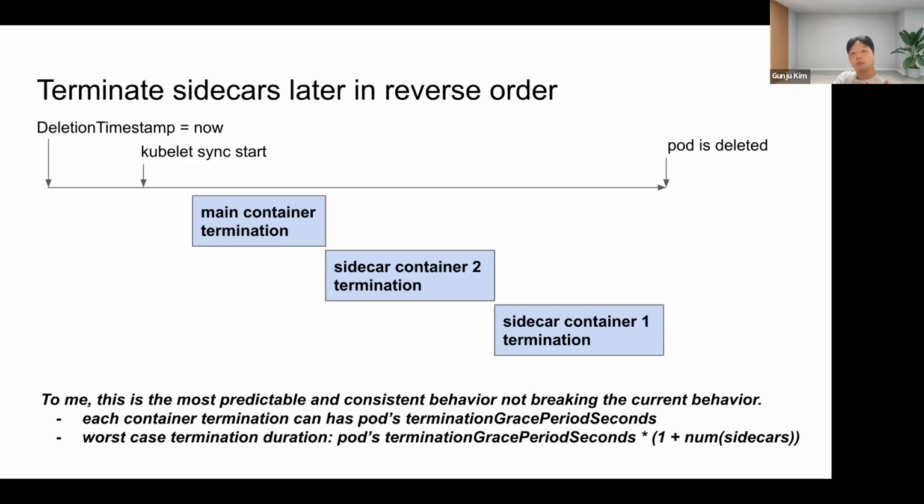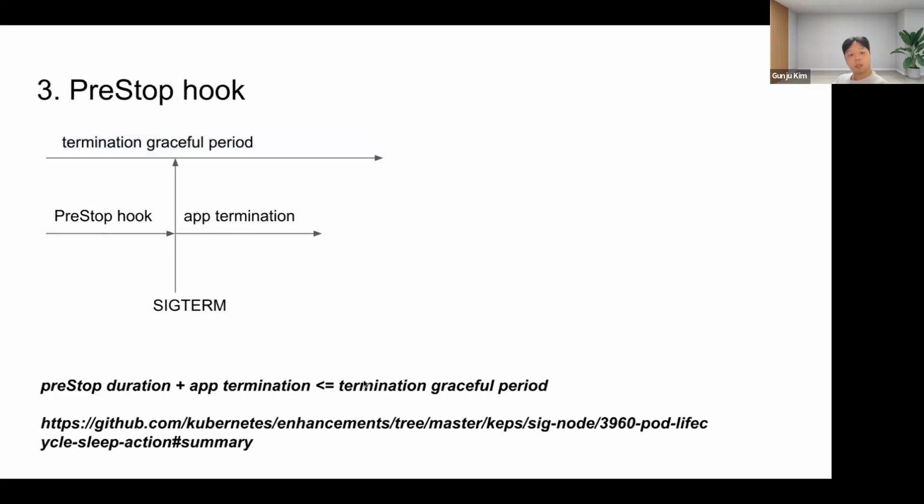But if the container termination doesn't start just after the pre-stop hook, then it will be a problem for this KEP. This KEP, pod lifecycle sleep action, is based on the assumption that app termination starts immediately after the pre-stop hook.